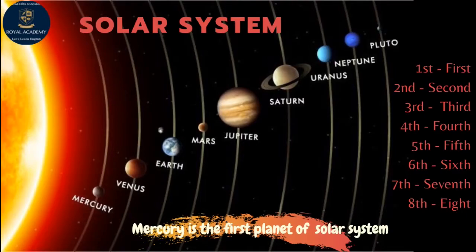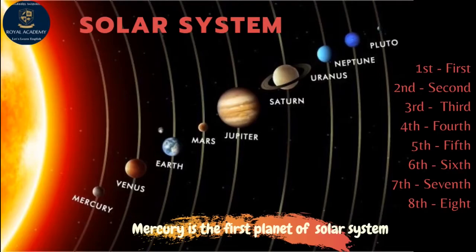¿Cuál será el segundo planeta? What do you think? Yes, Venus. Venus is the second planet of the solar system. Good. ¿Cuál es el tercero? Yes, Earth. Earth is the third planet of the solar system. Very good. And what do you think is the 7th planet of the solar system? What do you think?